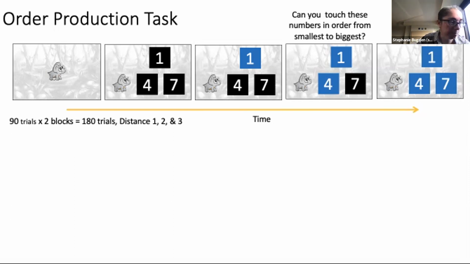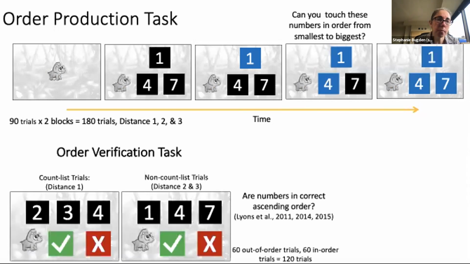All possible sequences were administered in all possible directions. We also used the triangle here to ensure that there was equidistance among all three numbers. So any differences in response times for each press were not associated with the physical distance of those numbers on the screen. The order verification was based off of the classic paradigms that have been published in numerous papers by Ian Lyons.